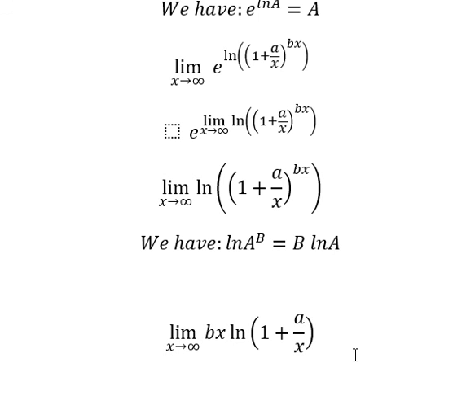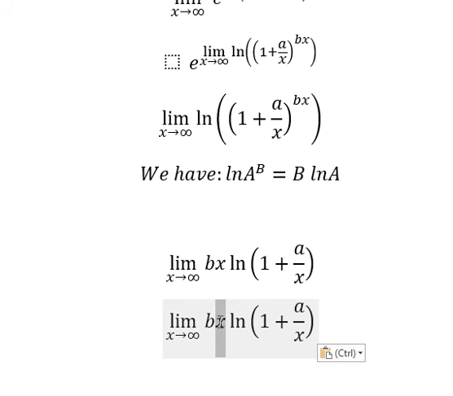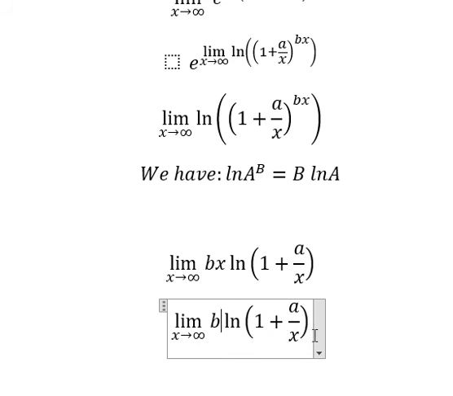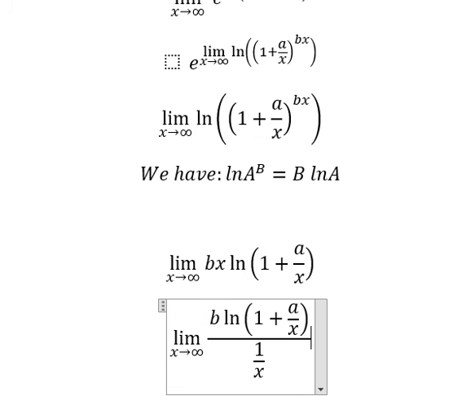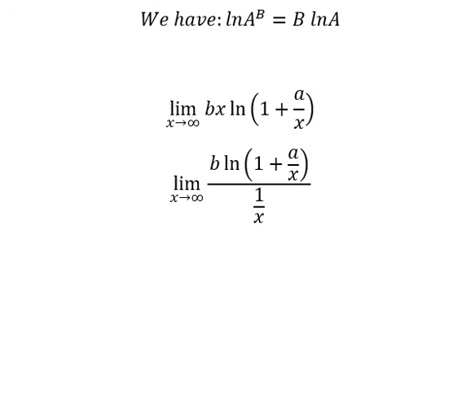Next, I will put x go in this way. So when x approaches positive infinity, A divided by positive infinity, you get number 0. For this one, we have number 0. This one, we have number 0. So this is 0 over 0.